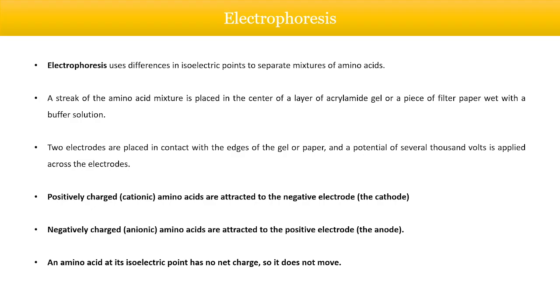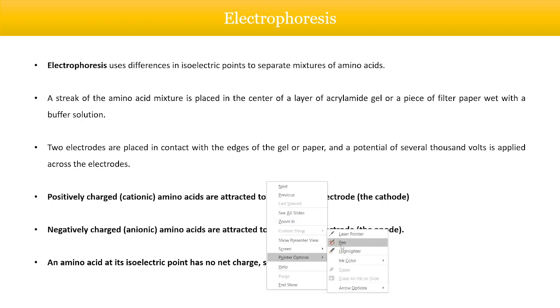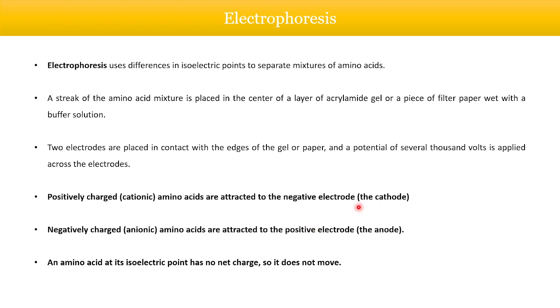So when this matrix, say this agarose gel, has your mixture of amino acids and you give it a voltage, then it would start separating. The positively charged amino acids would move towards the cathode, or the negative electrode, and the negatively charged amino acids would move towards the positive electrode, or the anode. And the amino acids at their isoelectric point have no net charge, so they would show no mobility, and they would remain mostly in the center.